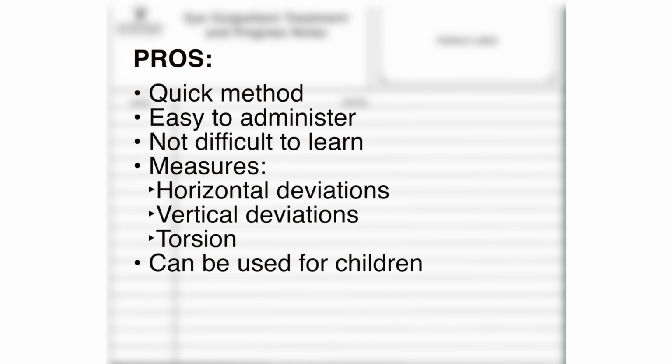Finally, pros and cons. Pros. It is a quick method of checking the heterophoria or small heterotropia for near. It is easy to administer. It is not a difficult skill for a clinician to learn. The Maddox Wing not only measures horizontal and vertical deviations, but also torsional, which differentiates itself from other tests. It can also be used for kids.